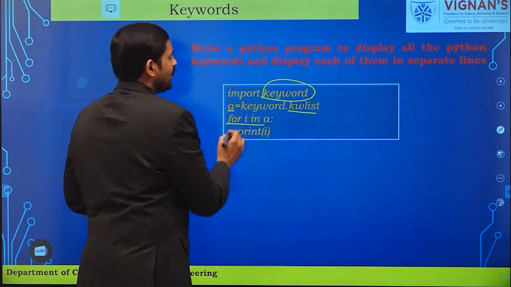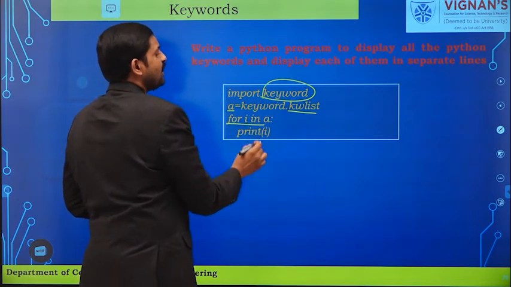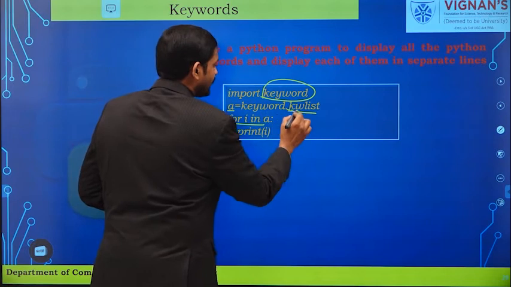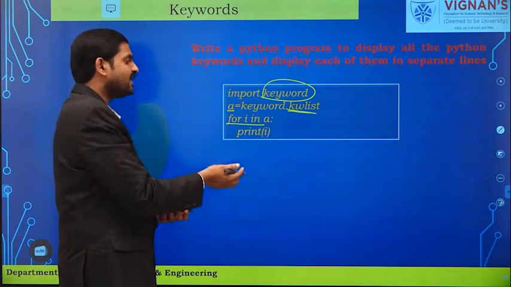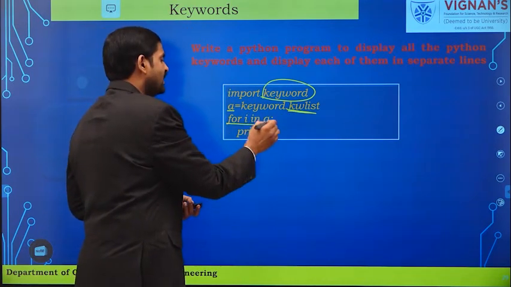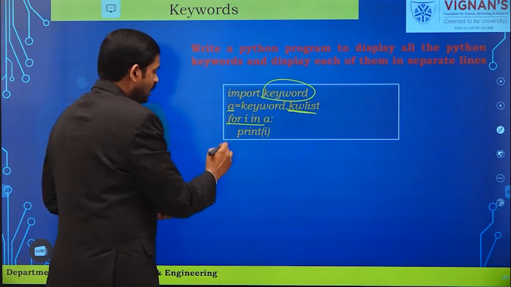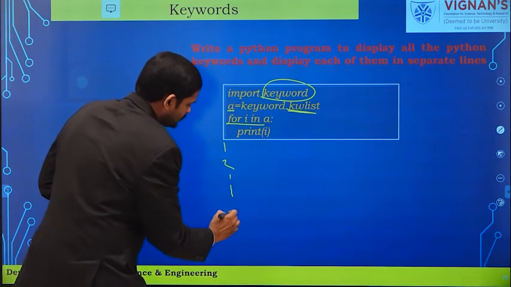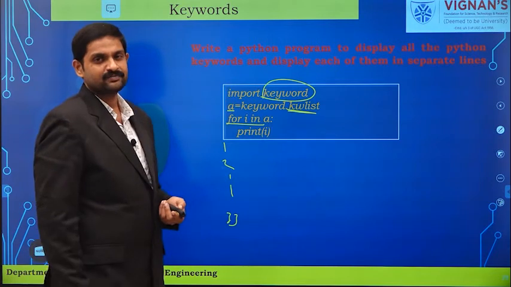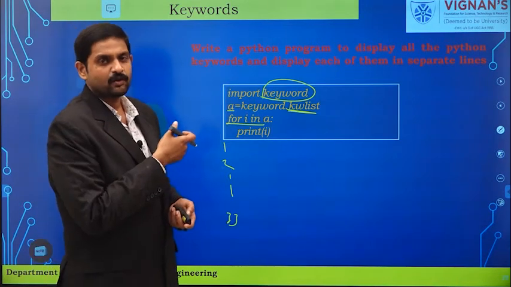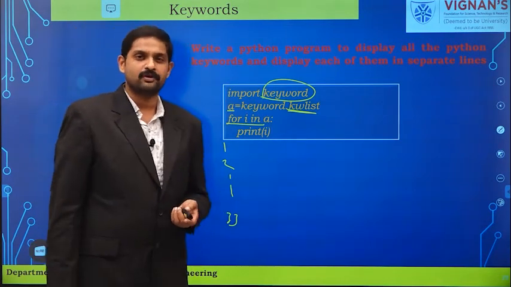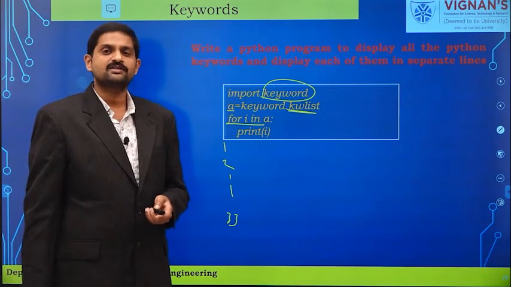Now all the keywords of Python are coming into the kwlist. Now you are printing them with the for loop. For I in A, print I. All 33 keywords will be printed. Okay, you try this program and see the magic output. With this, keywords are over.